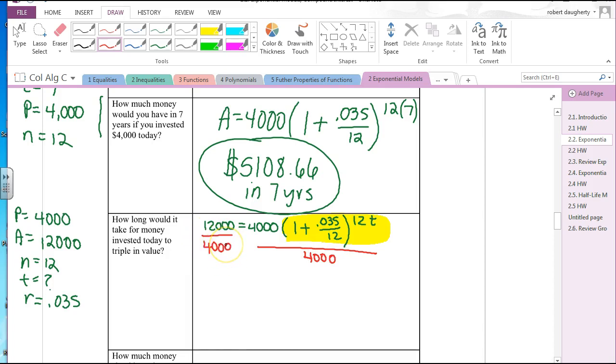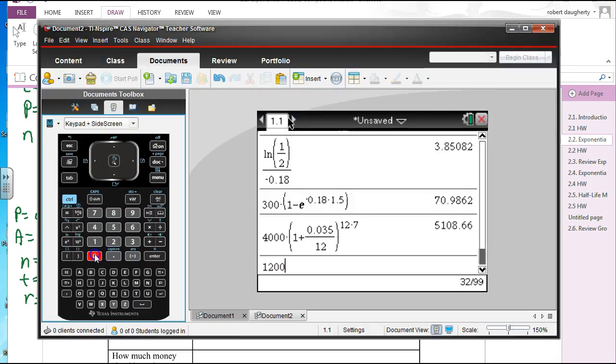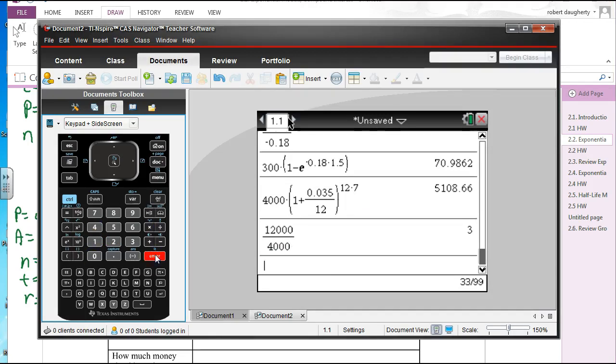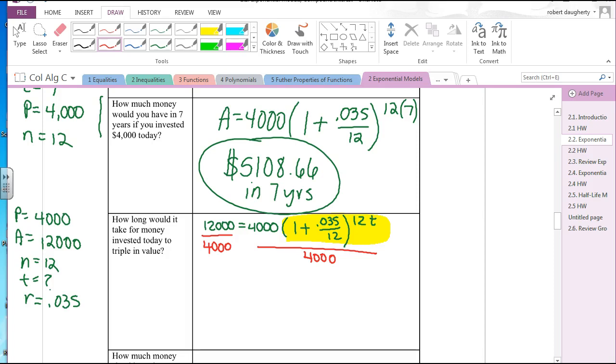Now you can use your calculator for everything. You can do some mental math, but what is 12,000 divided by 4,000? Okay, maybe let's go to the calculator. 12,000 divided by 4,000 is 3, okay? That's an easier number to work with than this. So 3 is equal to 1 plus 0.035 over 12, all of that raised to the 12t.